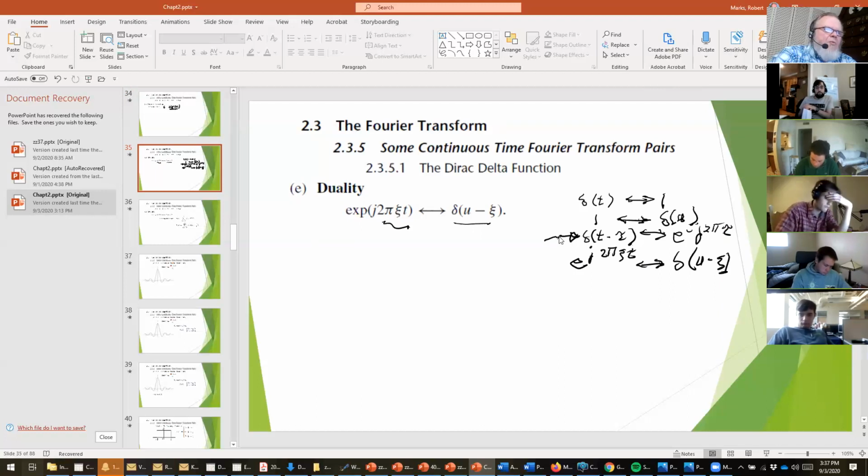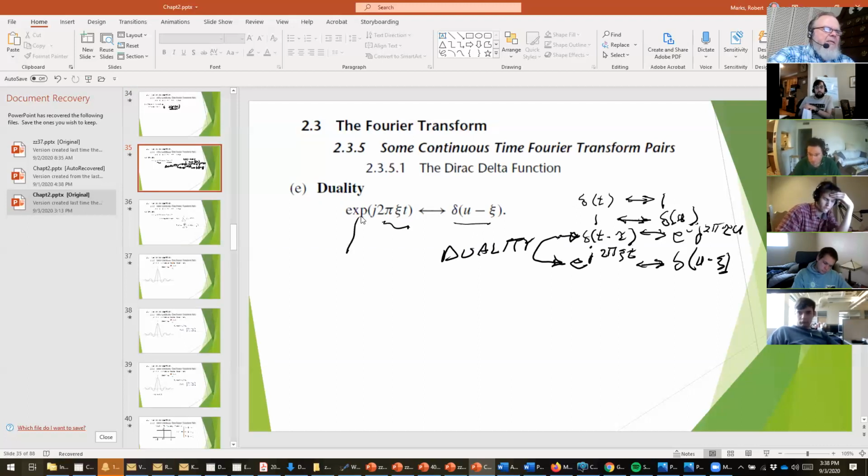So the relationship between here and here is a direct application of duality. Because if a shifted delta function Fourier transforms to an exponential, I forgot my u out here, didn't I? If it Fourier transforms to a linear phase shift, then a linear phase shift in time should correspond to a delta of u minus c. Now this is really an intuitive property.